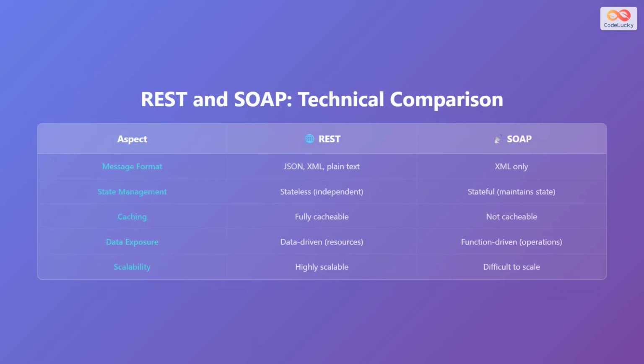Let us dive deeper into the technical differences between these two approaches. In message format, REST supports JSON, XML, and plain text, offering flexibility in how you structure your data. SOAP exclusively uses XML format, which is more verbose but provides strict structure. For state management, REST is stateless, meaning each request is independent and the server does not maintain information about previous requests. SOAP is stateful, maintaining information between requests on the server side.